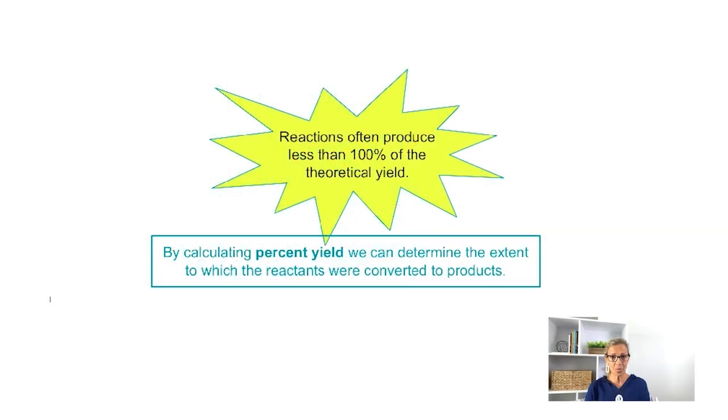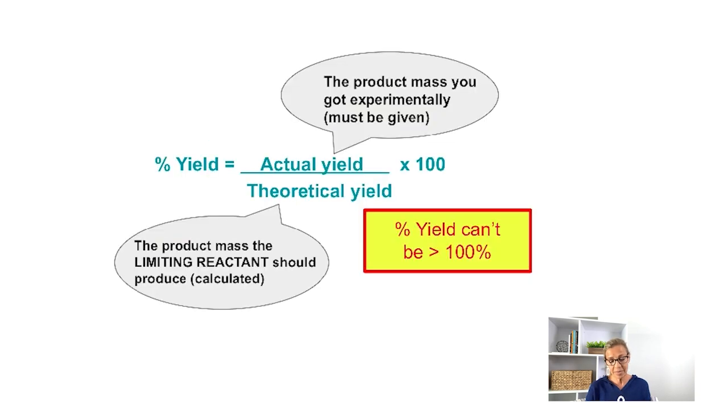So how do we quantify how thoroughly a reaction goes to completion? What we're going to do is calculate what we call percent yield. And that will tell us the extent to which a reaction has converted the reactants to products. So the equation is actually quite simple. Percent yield is the actual yield.